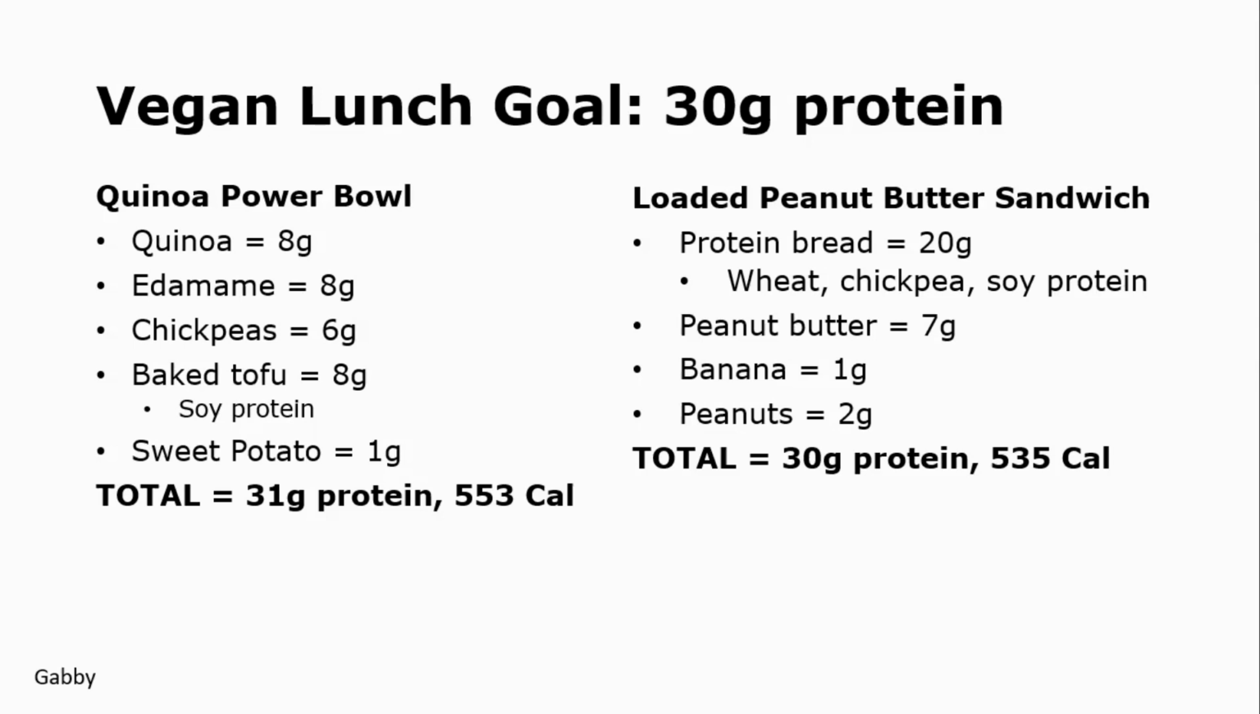The quinoa power bowl has quinoa, which is a complete protein, edamame, another complete protein, chickpeas, which are a legume, an incomplete protein, baked tofu, another complete protein, and sweet potato. Next, for the loaded peanut butter sandwich, we have protein bread, which similarly to the protein pancakes and protein tortillas includes wheat, chickpea, and soy proteins. So a combination of incomplete proteins that together make protein bread a complete protein. Next, we have peanut butter, bananas, and peanuts.